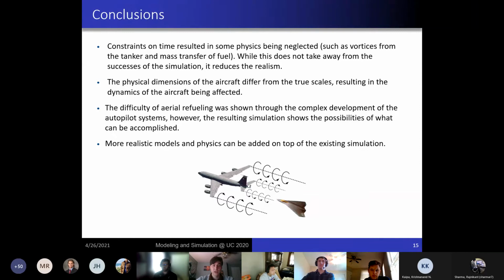The physical dimensions of the aircraft differ from the true scales, which could result in the dynamics of the aircraft being affected. And the difficulty of aerial refueling was shown through a lot of the complex development of the autopilot systems. However, the resulting simulation shows the possibilities of what could be accomplished, and more realistic models and physics can be added on top of the existing simulation.